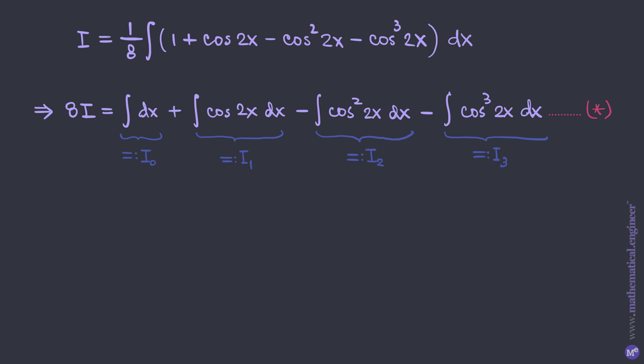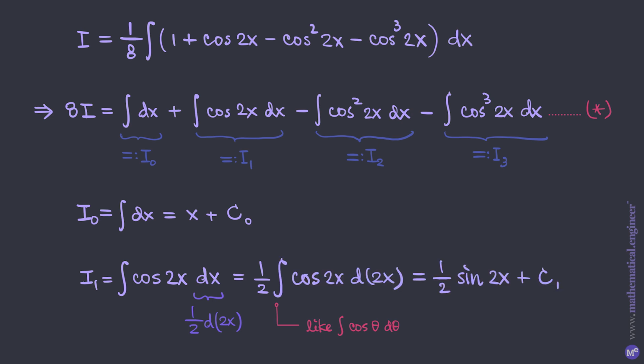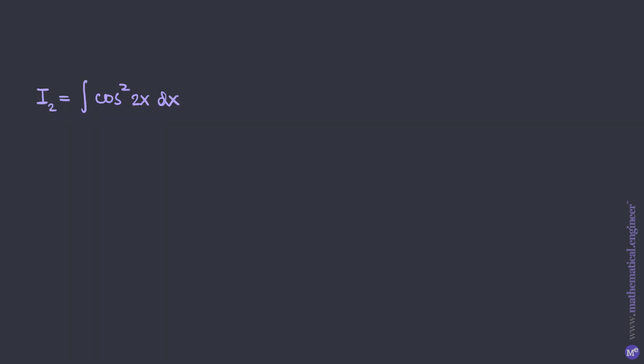Okay, now let's get to the meat. The first two integrals are pretty straightforward though. Integral 0 is x plus any constant. Integral 1 requires just a simple change of variable. So, rewriting dx as 1/2 of d2x, we have something like integrating cosine theta with respect to theta, so we get sine 2x.